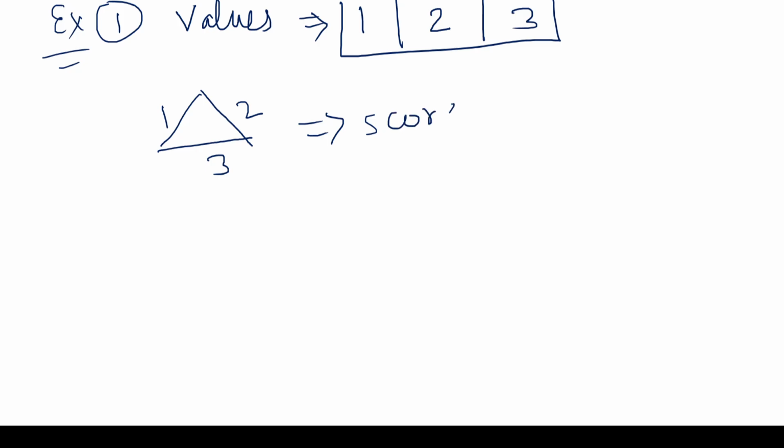We'll say the score we can get is 1 into 2 into 3, and it will come to 6. It will come 6, right? And this is our answer, and it is correct. So this is very simple. Let's talk about example 2, right?